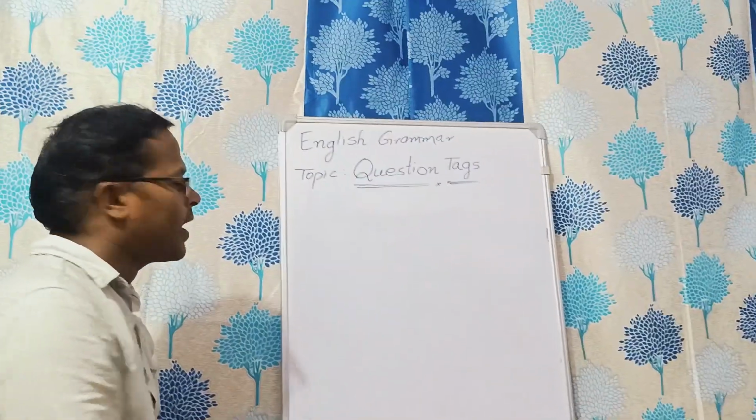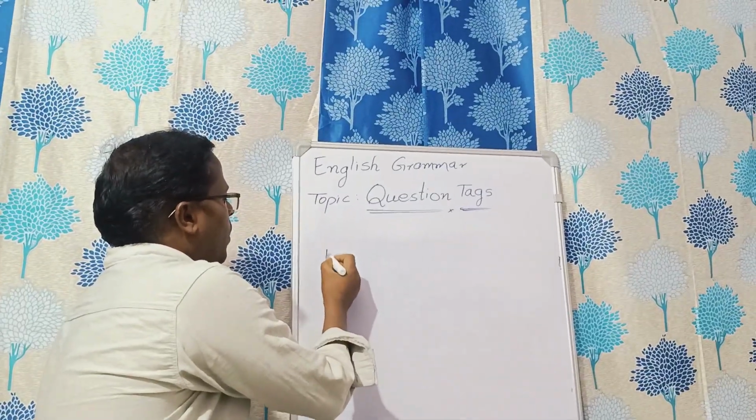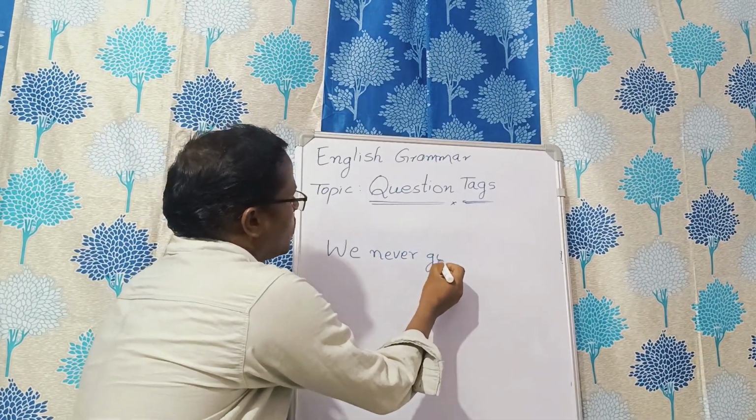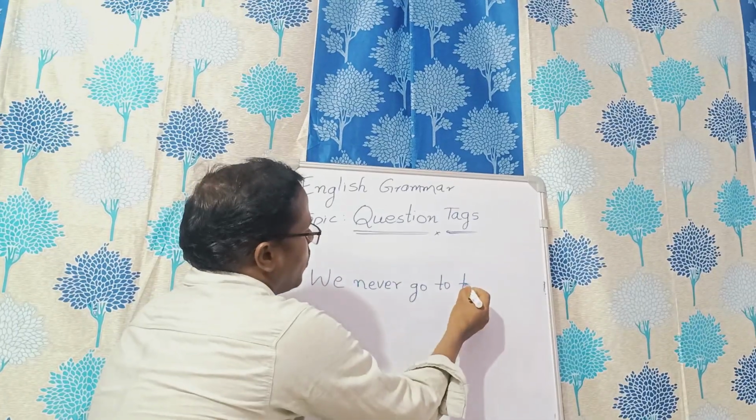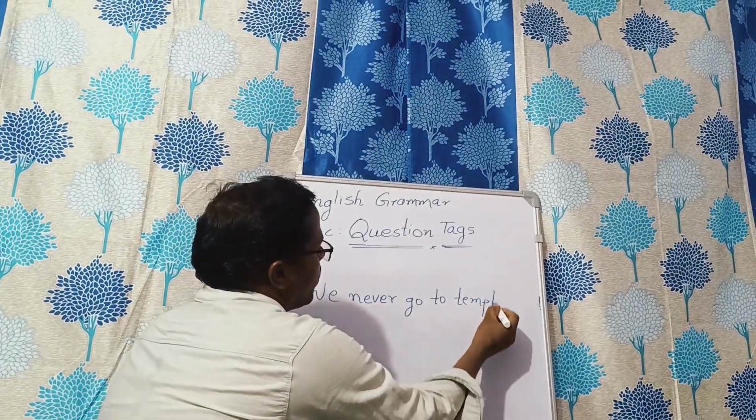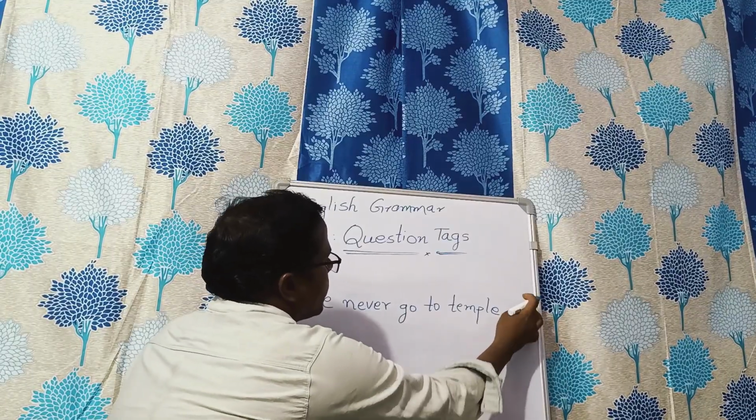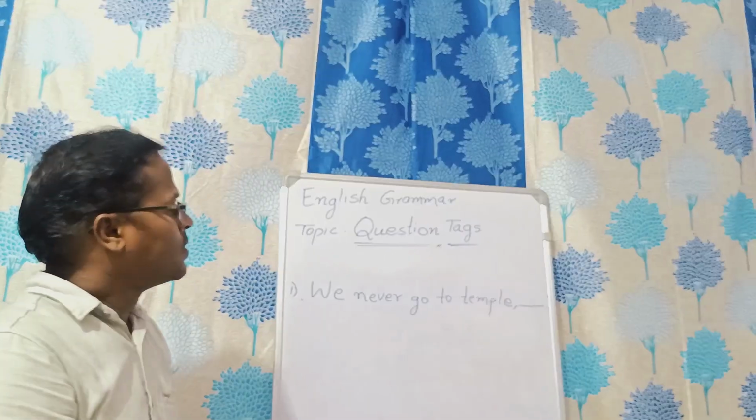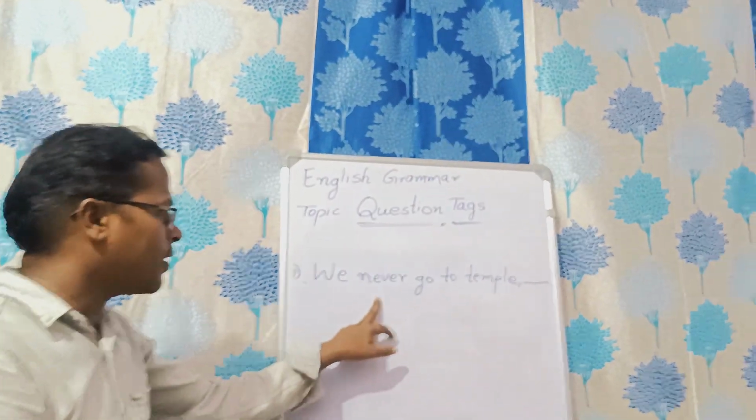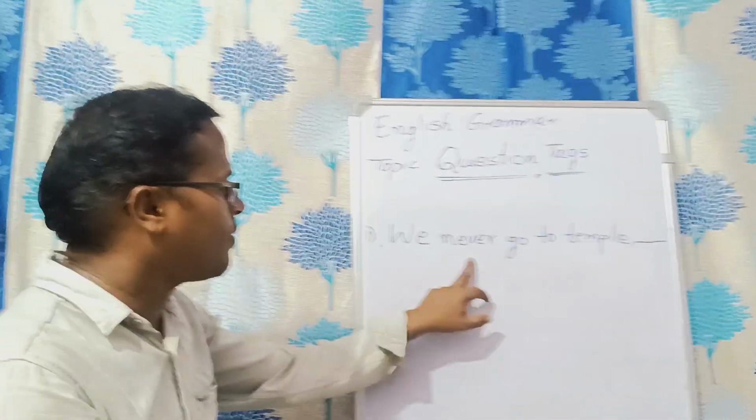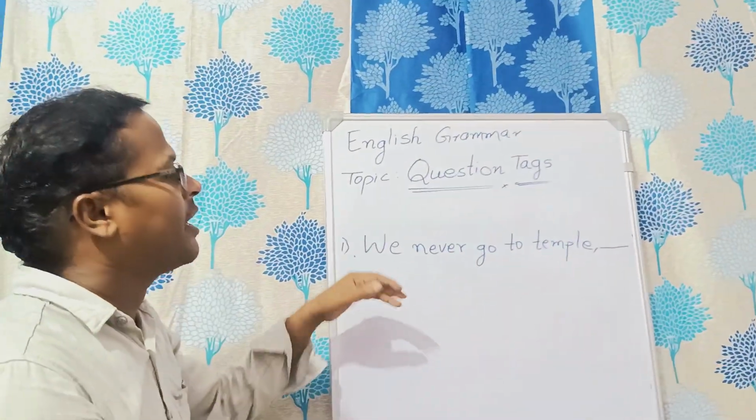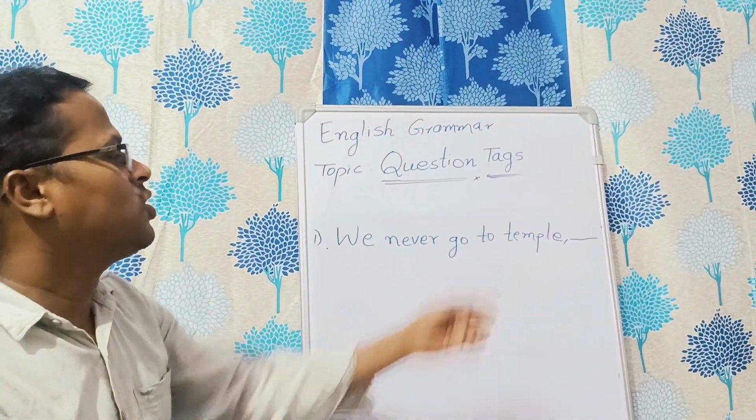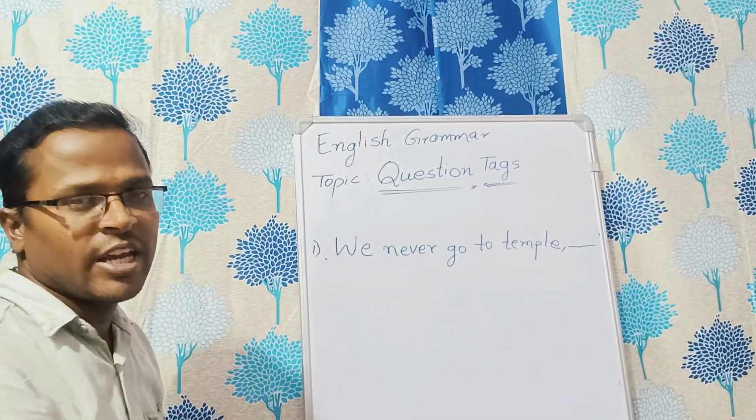So we'll go with another example. "We never go to temple" is the given sentence. What will be the question tag? See here the negative word. The negative word is "never," so the sentence is a negative sentence. That's why we have to add a positive question tag to the given sentence.